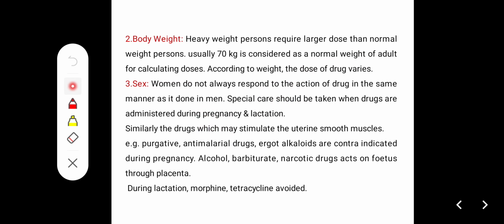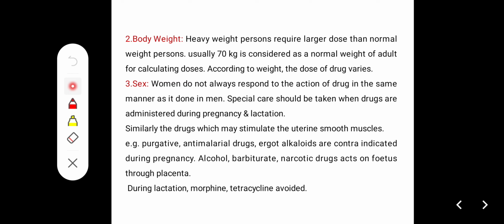Third factor is sex. Women do not always respond to the actions of drugs in the same manner as men. Special care is also required in pregnancy. Drugs which may stimulate uterine smooth muscle, purgatives, antimalarial drugs, and ergot alkaloids are contraindicated during pregnancy. Alcohol, barbiturates, and narcotic drugs are also contraindicated in pregnancy.